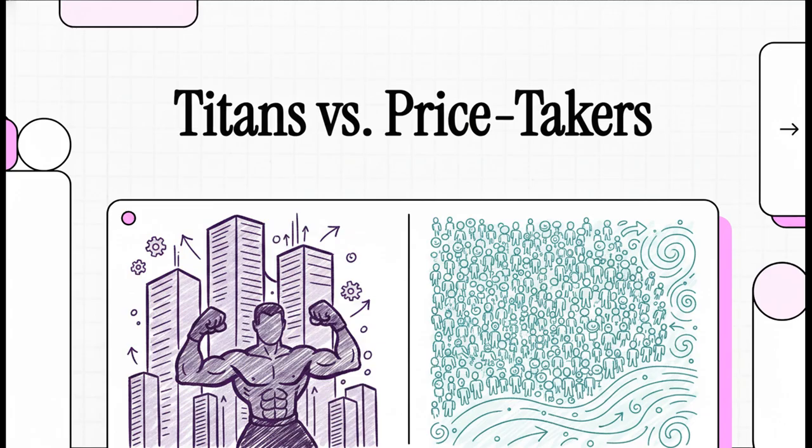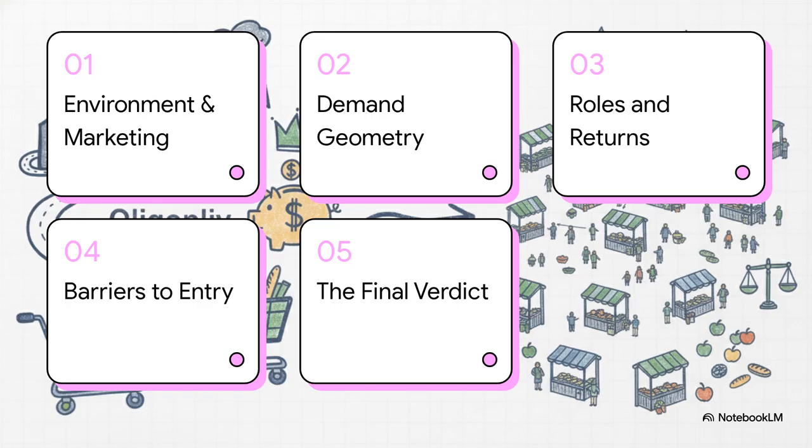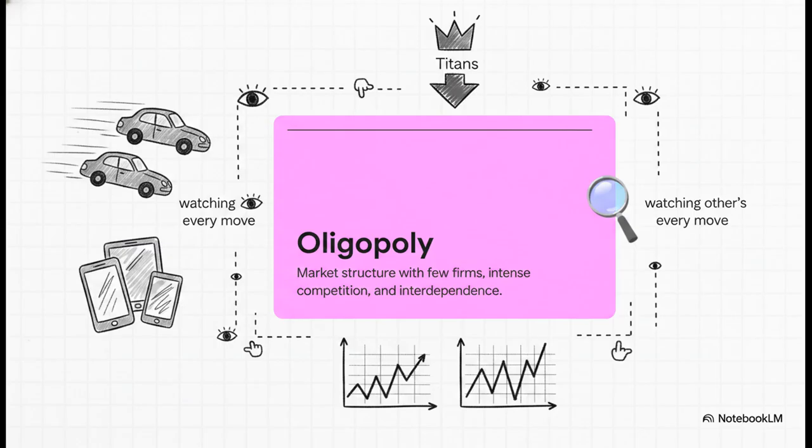By putting these two side by side, we get this incredibly clear picture of how market power actually works out in the real world. So here is our tale of the tape. We'll be covering environment and marketing outlays, understanding demand geometry, market roles and returns, barriers to market entry, and finally, the final verdict. Let's meet our first contender, the titans of oligopoly.